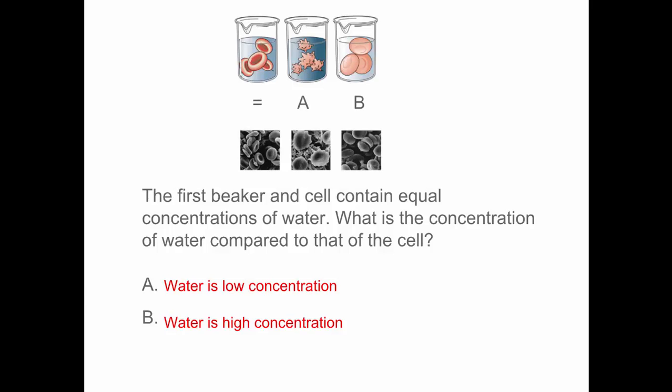Drew? What would happen if a cell does burst? It just basically leaks its contents into the blood. What if that happened on a large scale? You could die. You can die from excess water.